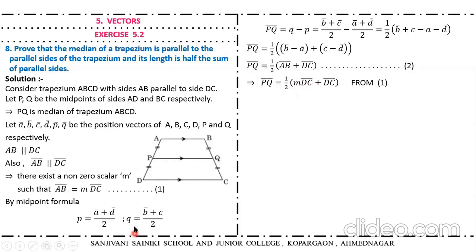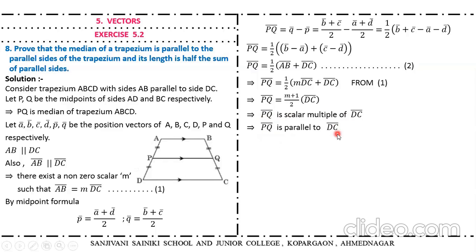From equation 1, we put the value of AB bar plus DC bar. So taking their addition, we get PQ bar is equal to (m plus 1) upon 2 times DC bar. That means PQ bar is a scalar multiple of DC bar. And once we have proved that PQ bar is a scalar multiple of DC bar, that means they are parallel. And as they are parallel, we have proved one part. So AB bar is parallel to DC bar implies PQ bar is parallel to AB bar. So PQ bar is parallel to AB bar and DC bar both.